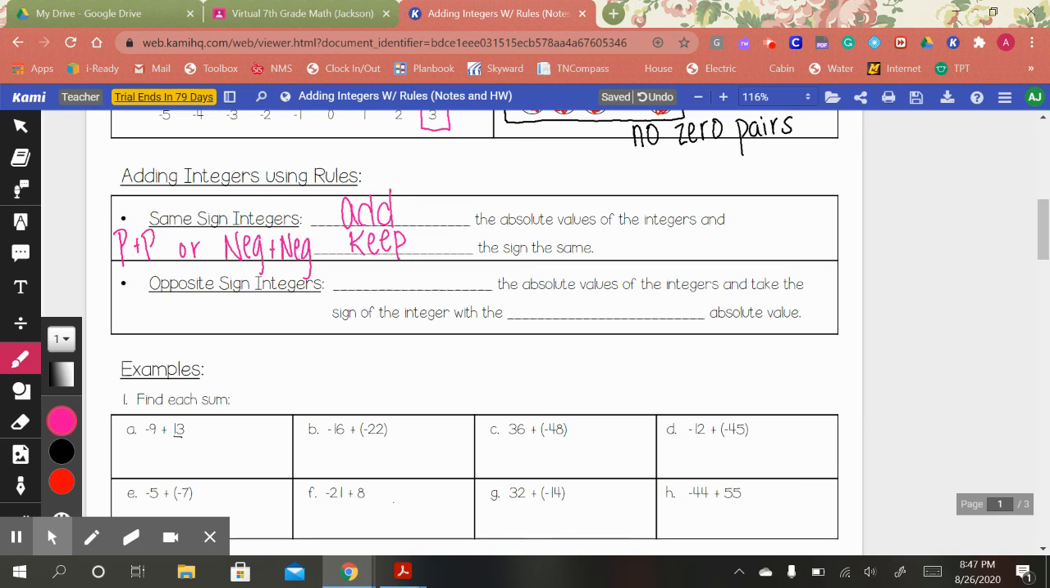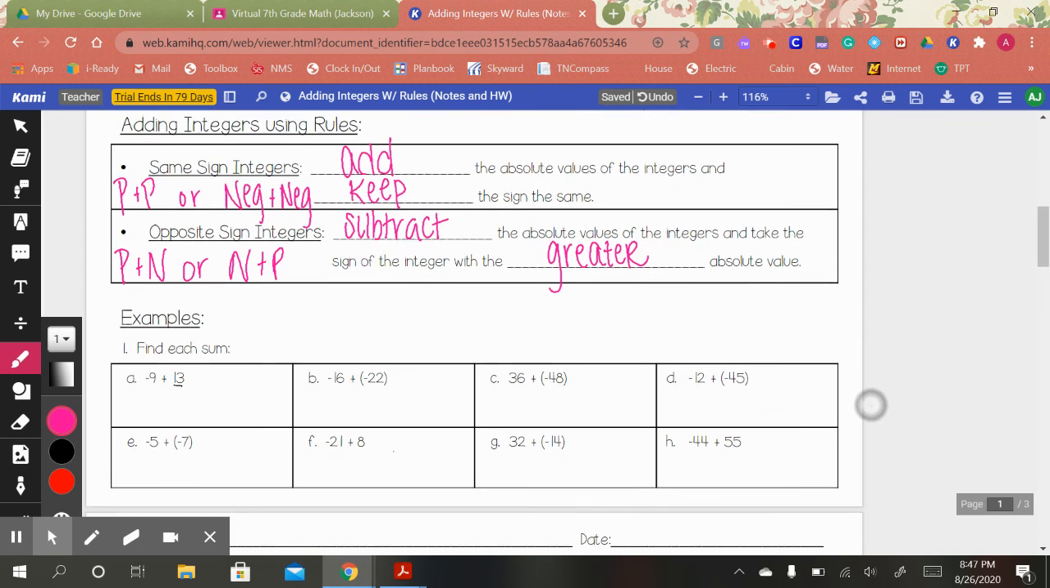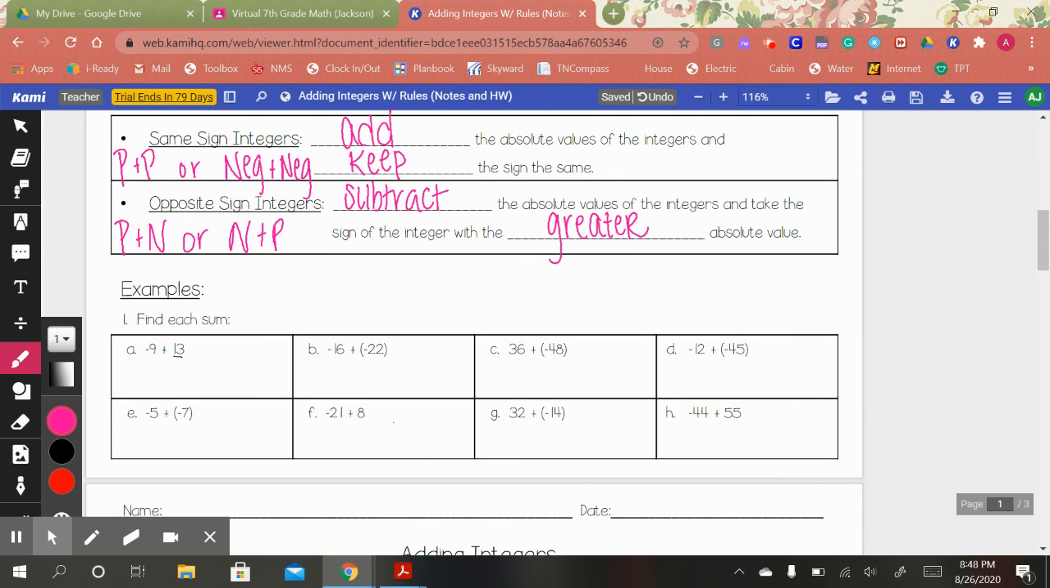When we are adding opposite sign integers, we have positive plus negative, or negative plus positive, okay? So when we add opposite sign integers, we are going to subtract the absolute values of the integers and take the sign of the integer with the greater absolute value. And we talked a little bit about that yesterday on our guided notes about how that's what helps us to determine whether it's positive or negative, is finding the number with the greater absolute value.